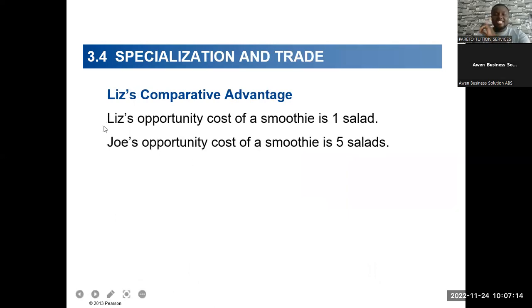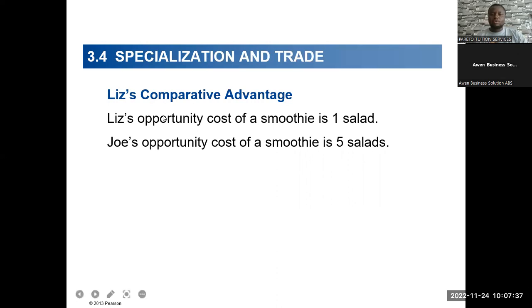For Liz, the opportunity cost of smoothie is 1 salad. Joe's opportunity cost of smoothie is what? 5 salads. So let's analyze this. Who has a comparative advantage in producing smoothies? Remember, we said you have a comparative advantage when you produce it at a lower opportunity cost.